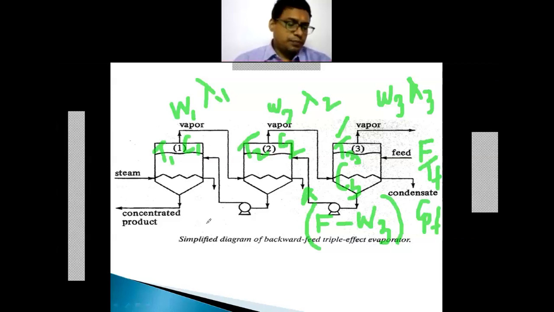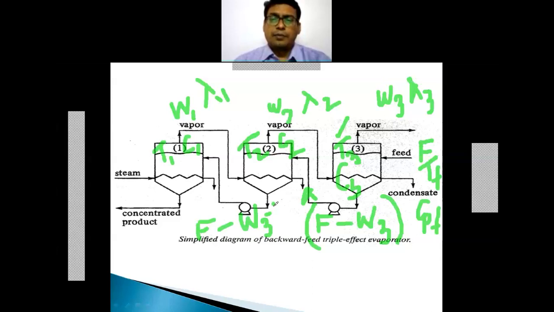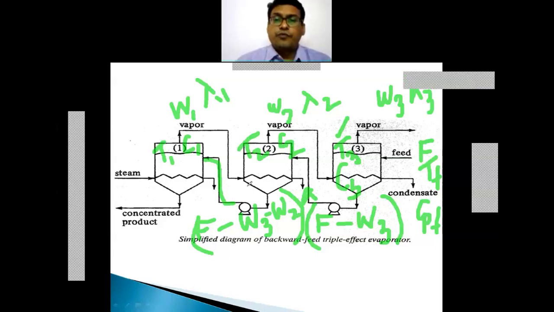Now the pump will give the feed minus W3 minus W2; these are the vapors going out. So this much amount of the fluid will be going into the first effect, and from the third effect it is F minus W2 minus W3 minus W1. So this is the amount of the feed that will be going.